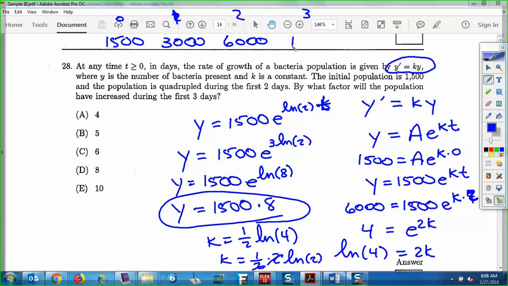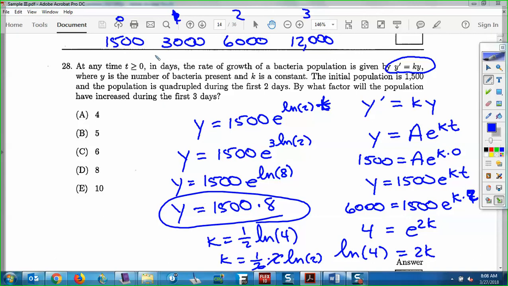Double again, right? And so that's going to be 12,000. Well, what factor is that of what it was before? We'll take 12,000 divided by 1,500, and you get 8. And so you could have done that. And that doesn't happen a whole lot.